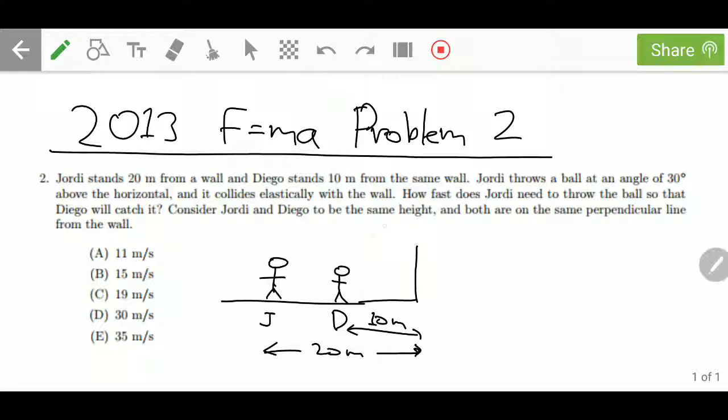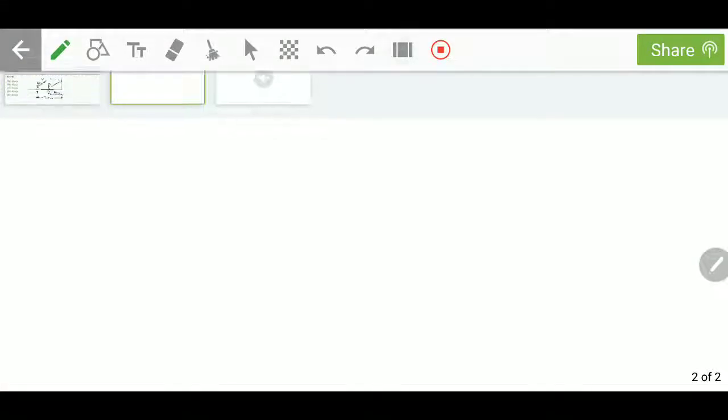And we see that Jordy throws a ball at an angle of 30 degrees above the horizontal, and it collides elastically with the wall, and Diego catches it. And we're asked, how fast does Jordy need to throw the ball so that Diego will catch it? So, let us draw a diagram with a little bit more space.